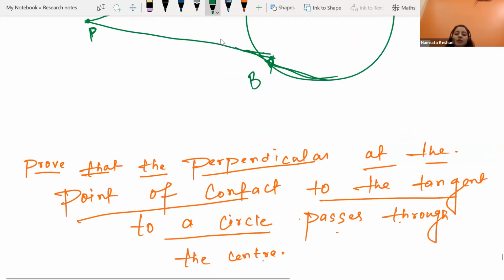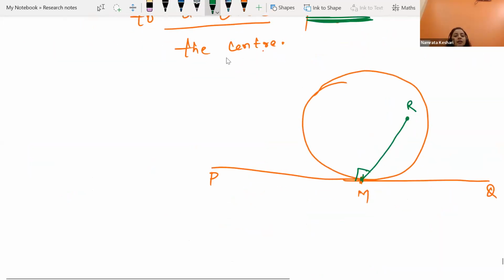What we have to prove is that whenever we drop a perpendicular at the point of contact, it must pass through the center. And as a contradiction, let's assume that it is not passing through the center. This RMP is 90 degree. We have drawn any random line. We are calling this a perpendicular at the point of contact. And according to our assumption, it is not passing through the center.